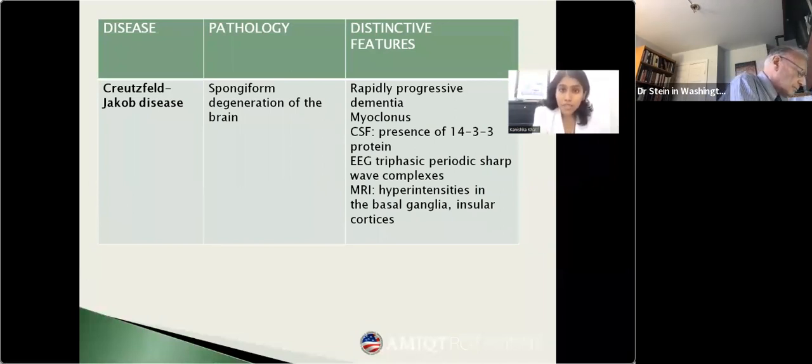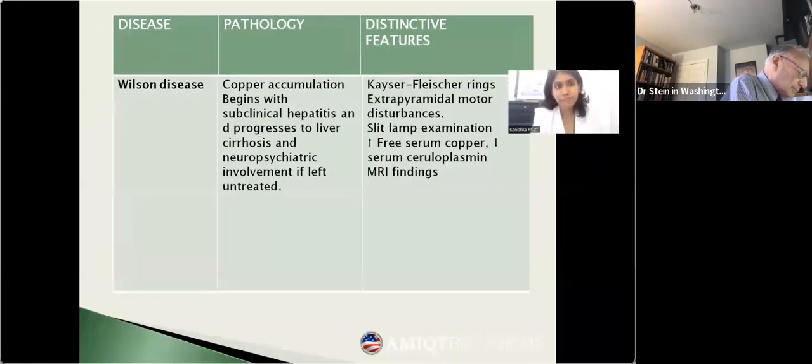The MRI would show hyperintensities in the basal ganglia and insular cortices, which is what we famously refer to as the hockey stick sign and the cortical ribbon, etc.